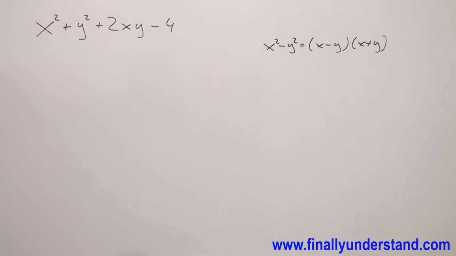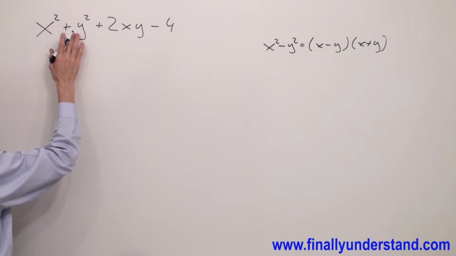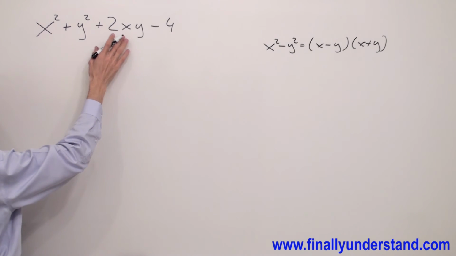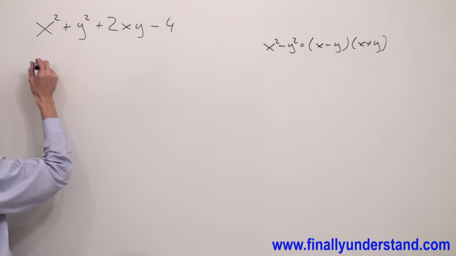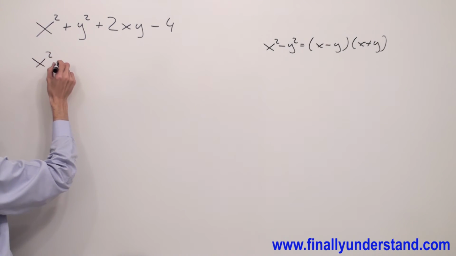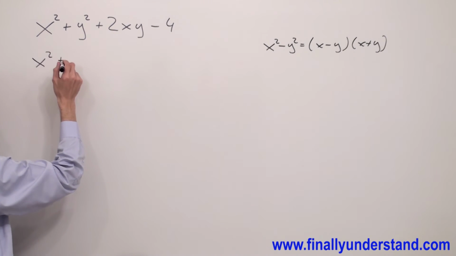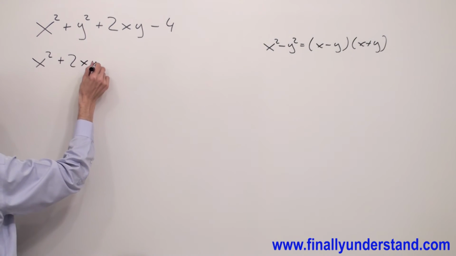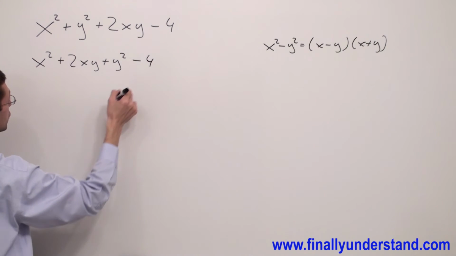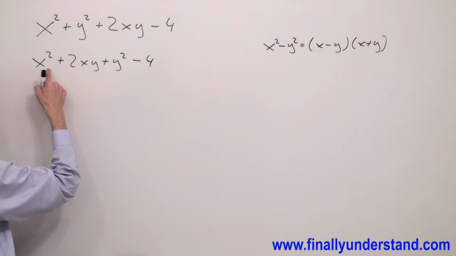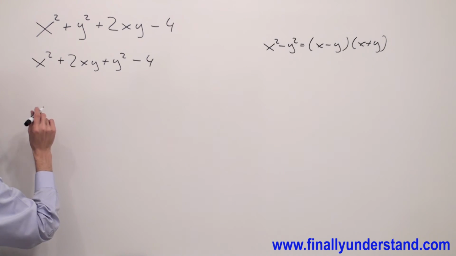Next example. This time I have two squares, x squared and y squared, and I have 2xy. Anytime you have perfect squares, it's good to rewrite this example as x squared plus put this expression between x squared and y squared, and copy whatever left, minus 4. Look at this part very carefully. This is nothing else, just the square of the sum.